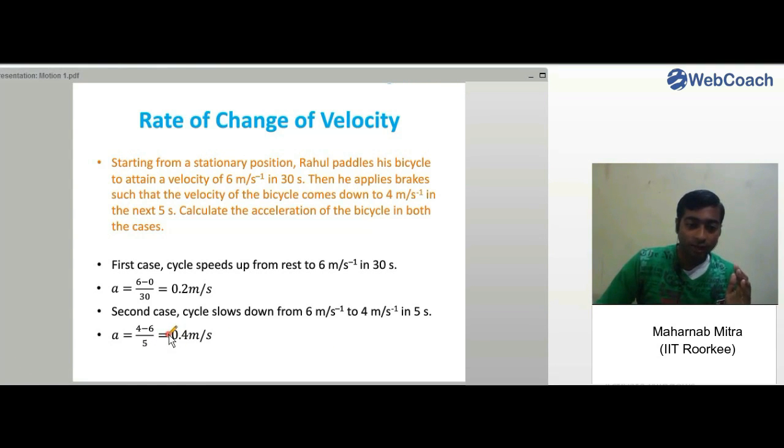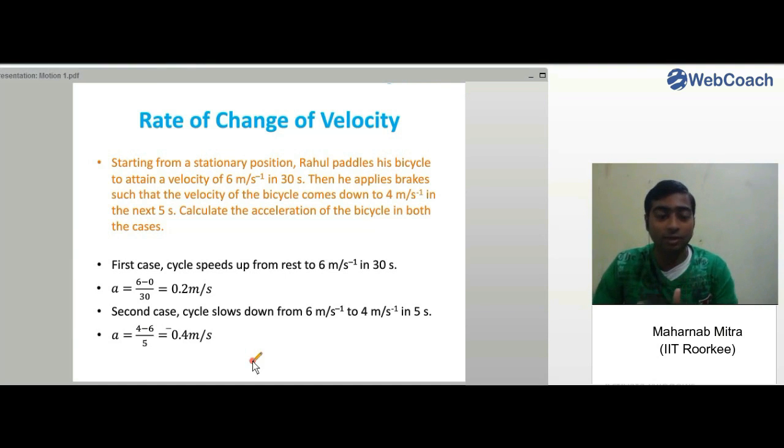But in this case, the answer will come out with a negative sign, right? Let's write the negative sign above. This answer will come out to be a negative answer. And why is this so? Because we are slowing down and our final speed is less than the initial speed. If the final speed is less than the initial speed, final speed minus initial speed will be a negative number. So here we get 4 minus 6 divided by 5 as minus 0.4 meters per second square.